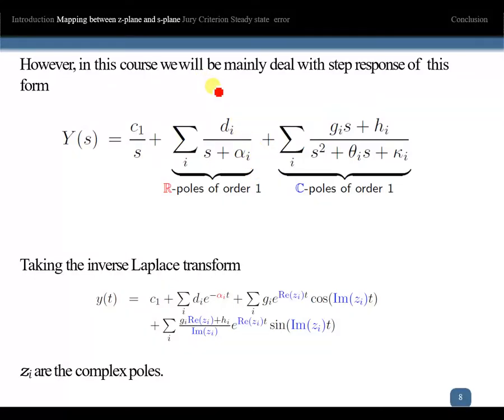However, in this course we will mainly deal with the step response, and we consider the first order and the second order system. Taking the inverse Laplace of the system, you can find the first equation will be C1, second will be d_i e^(alpha_i t), and this depends on whether the discriminant is equal to 0, bigger than 0 or less than 0. You can change to the sine and the cosine. In general, you can write e^(real part t) cosine of the imaginary part t, and the sum with the sine.